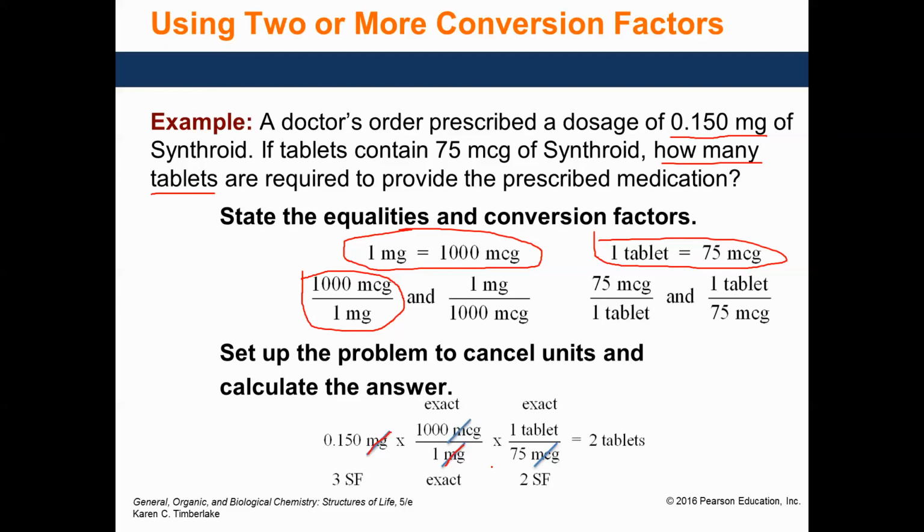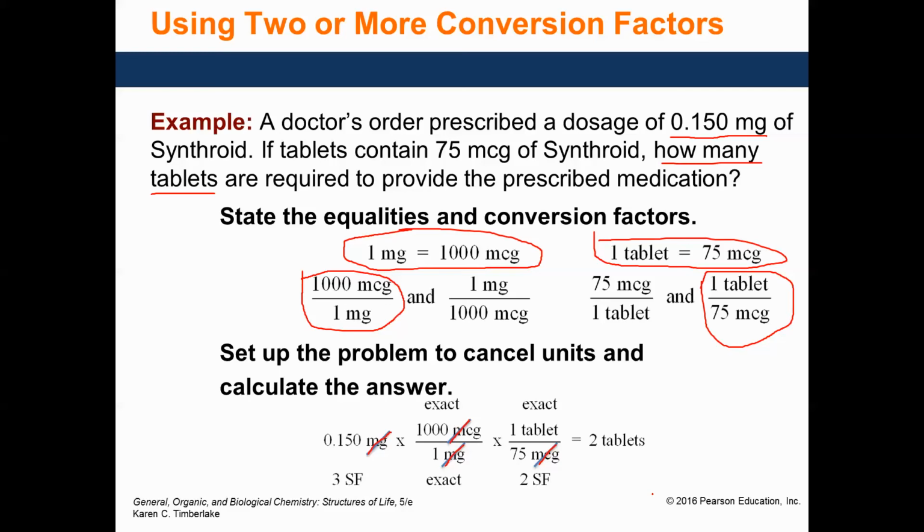And then from there, we need to know our relationship between tablets and micrograms, and that's given in the problem. We're going to pick our conversion factor on the right, because that puts micrograms in the denominator, and so our micrograms here can cancel with our micrograms here, and this will spit us out an answer in tablets.